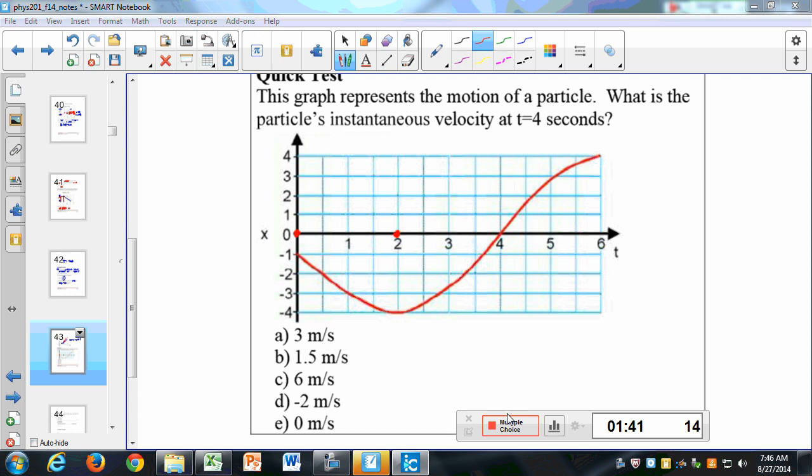Okay, just take a minute to turn to your neighbor and tell them what you got. Compare your answers. Is your answer going to be positive or negative? Is the slope of that tangent line positive or negative?